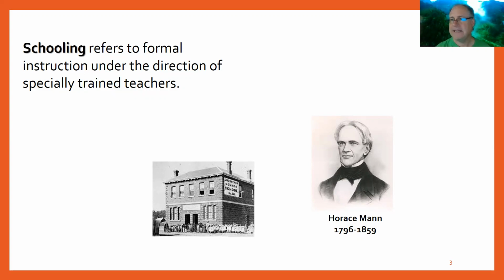As society became more complex, however, there was a growing need to standardize learning. Back in the 1800s, a man by the name of Horace Mann proposed what he called common schools to be supported through taxes and that attendance should be mandatory. Schooling refers to formal instruction under the direction of specially trained teachers.